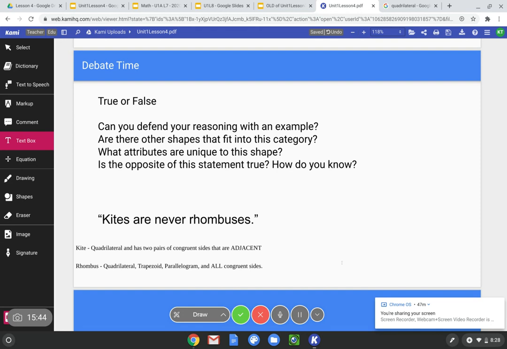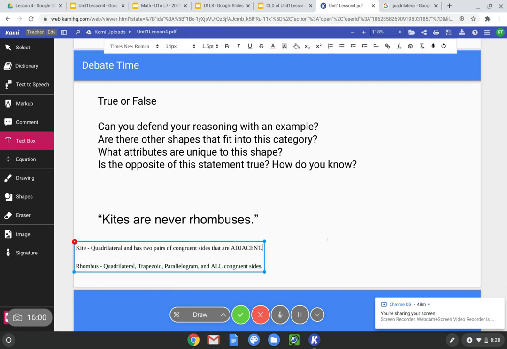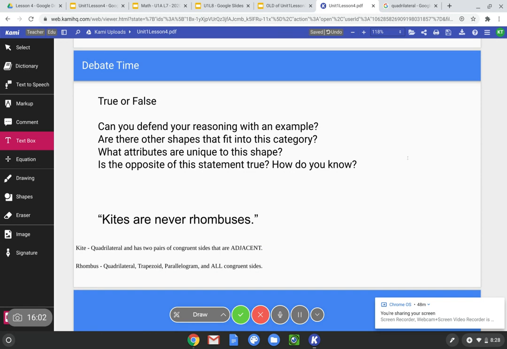So let's just start with the vocab or the rules. A kite is a quadrilateral and it has two pairs of congruent sides that are adjacent. So that's the rule that a shape must follow to be classified as a kite. And for a shape to be classified as a rhombus, it needs to be a quadrilateral, four sides; trapezoid, at least one pair of parallel sides; parallelogram, two pairs of parallel sides; and finally the rhombus attribute, all sides are congruent.